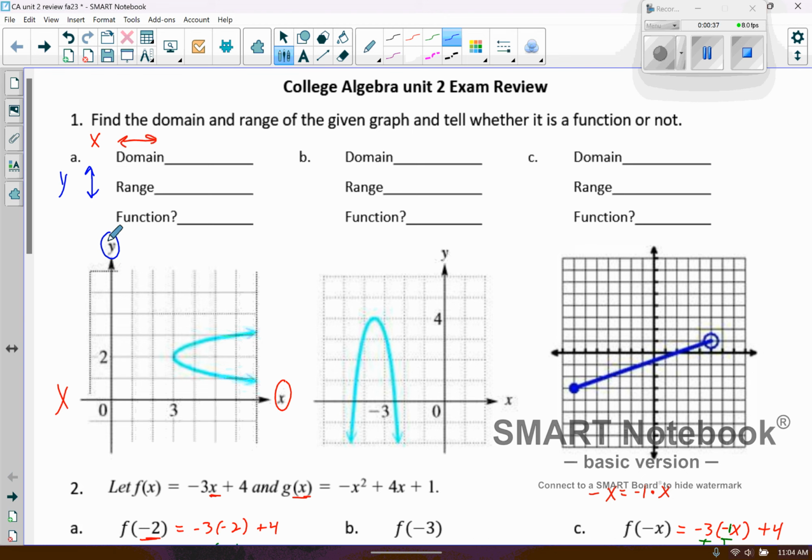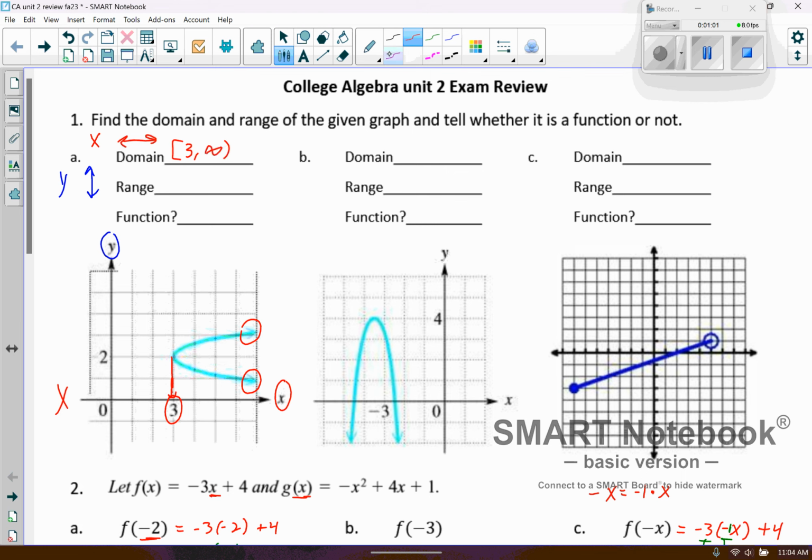So looking at the domain of this first one, going from left to right, you can see that you have an x value of 3, and then 4, 5, 6, 7, and then those arrows indicate that it's going to continue going to the right. And so we include 3, so I'm going to bracket the 3, and then it goes to infinity, and we always use parentheses with our infinity symbols.